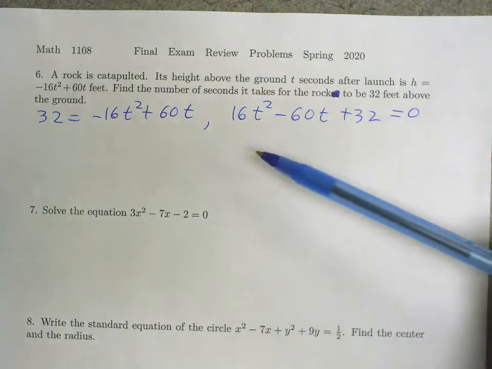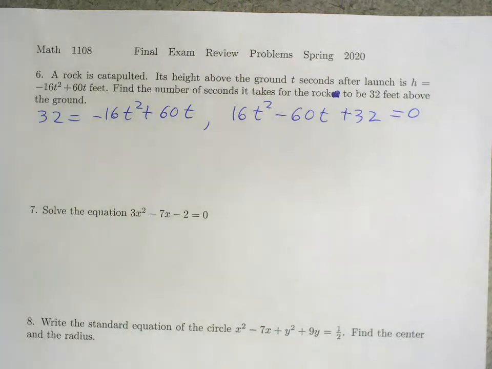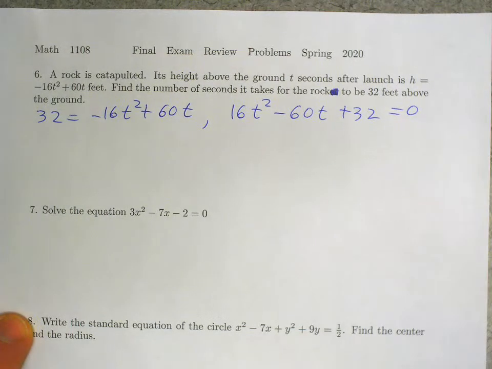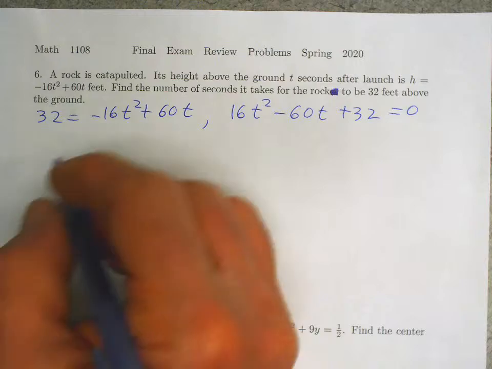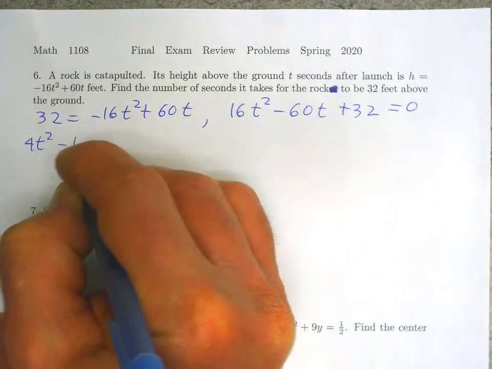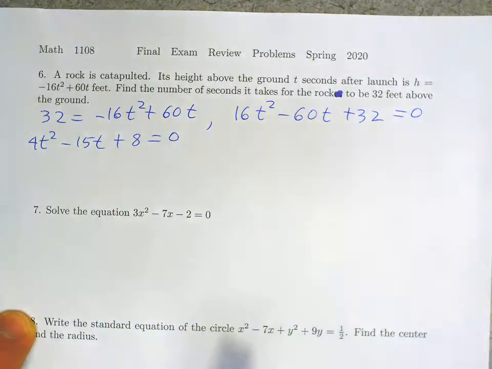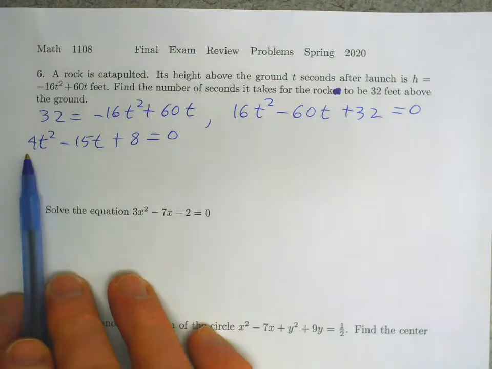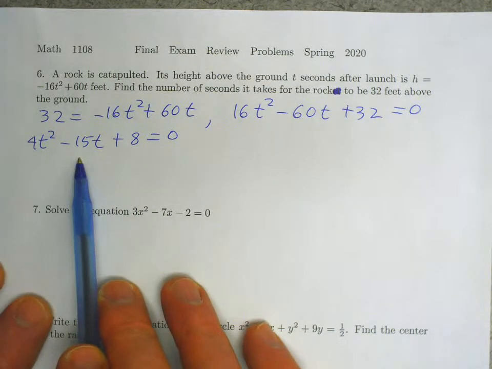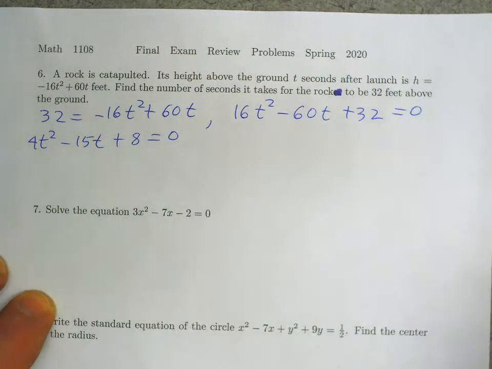We can use the numbers as they are, but note that the greatest common factor of all three terms is 4. So if we divide every term on both sides of this equation by 4, we'll make the arithmetic a little bit easier. When we divide every term on both sides by 4, we get 4t to the second minus 15t plus 8 equals 0. And then we'll use the quadratic formula with a equal to 4, b equal to negative 15. I said that wrong. A is 4, b is negative 15, and c is 8.